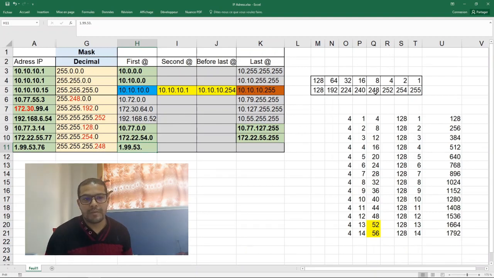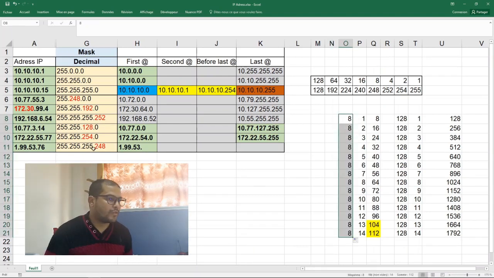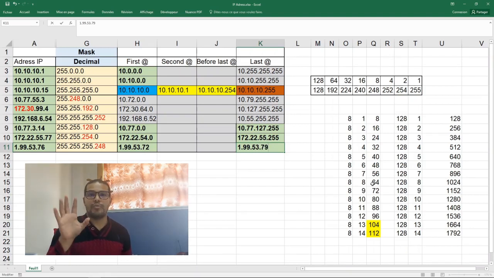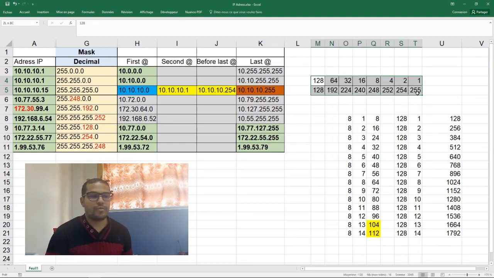Here I have 248. The corresponding number for 248 is 8. So I need the multiples of 8 again, in my table. And I'm going to look for the number that doesn't exceed 76. The number that doesn't exceed 76 here is 72. So here I'm going to have 72. Copy, paste. After 72, what do we have? We have 80. I need to subtract 1. It's going to be 79. I hope you guys get the idea how we can use our helper table to find the range of addresses of our subnetworks.